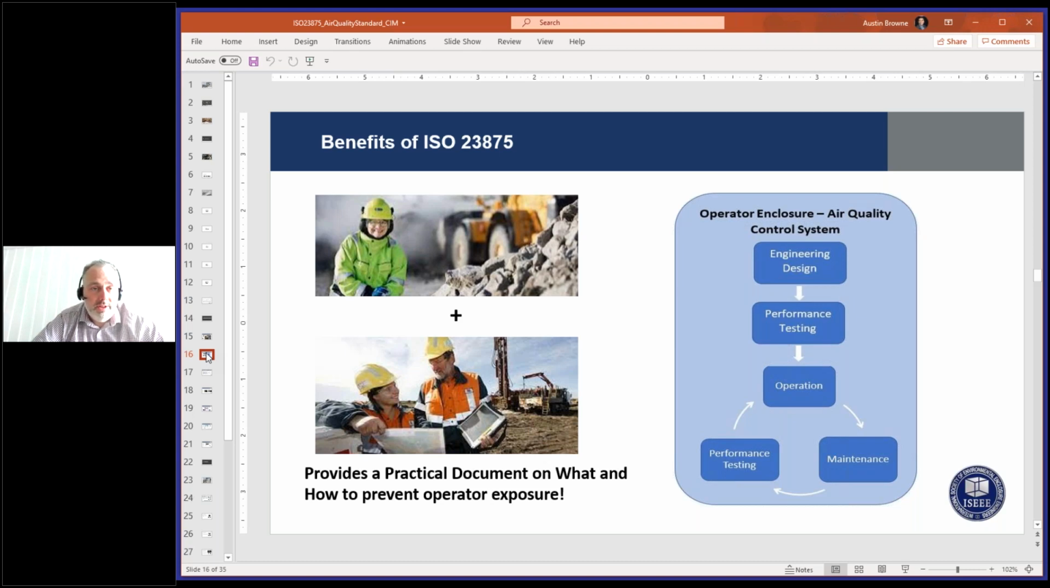It's a practical document. It gives direction. It gives good information and good examples on how to design the cab, how to do your performance testing, and how to maintain it all over the life cycle of the vehicle, because not every company can buy a brand new vehicle with ISO 23887 every year. So the plan is to work hard also with the actual machinery and retrofit it to meet the standard requirements.